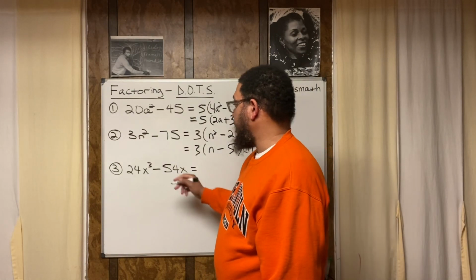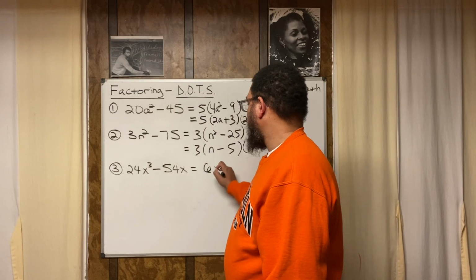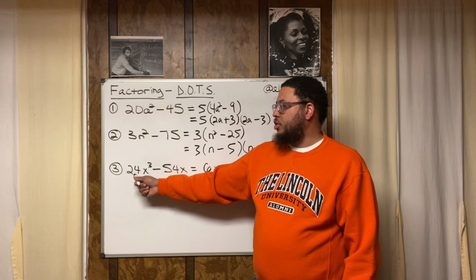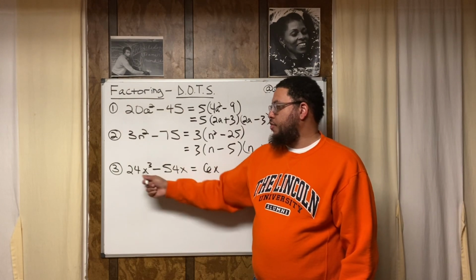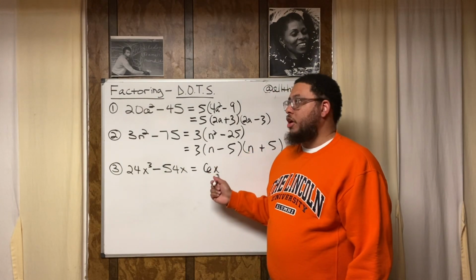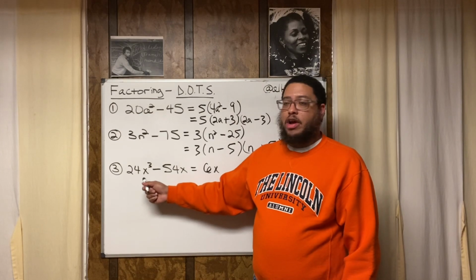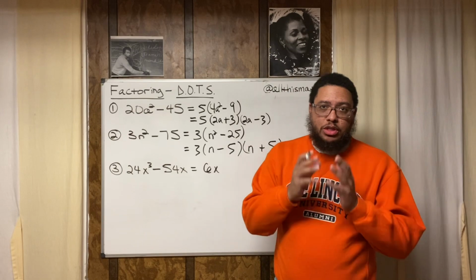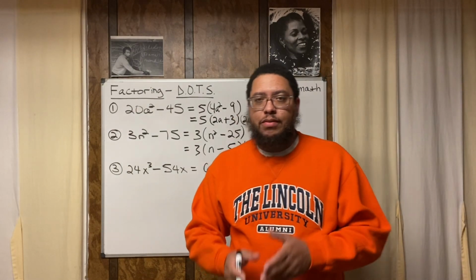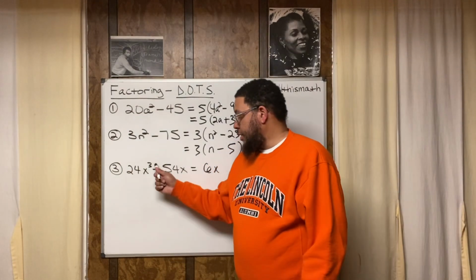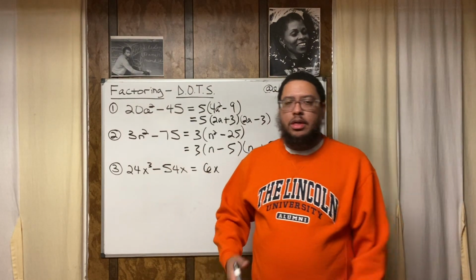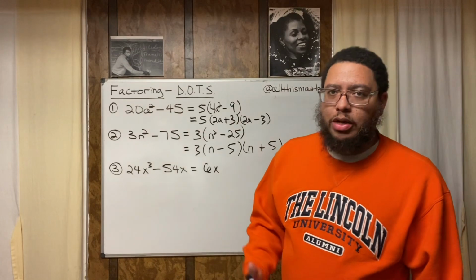Watch what's about to happen. My GCF is 6x. Why is my GCF 6x? Because 6 is the common factor between 24 and 54. Why is x part of my GCF? Because x is the variable they have in common, but you always take the variable with the smaller exponent. This has an exponent of 3. This has an exponent of 1. 1 is less than 3. So you take x, because x has the smaller exponent.